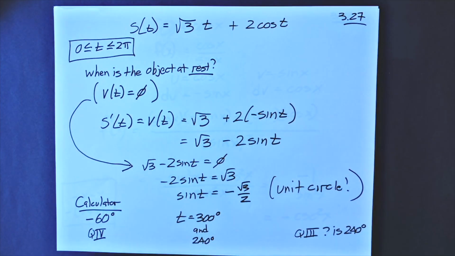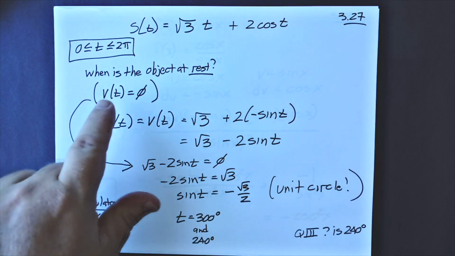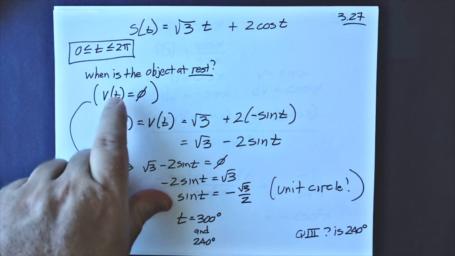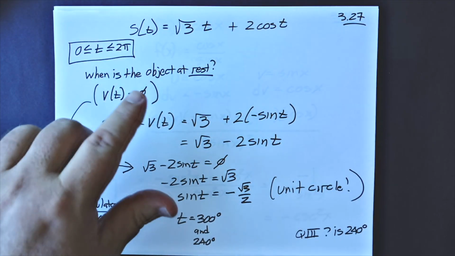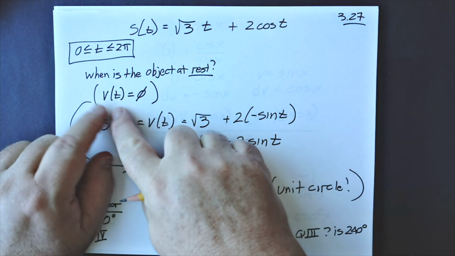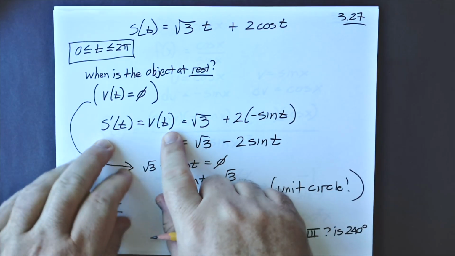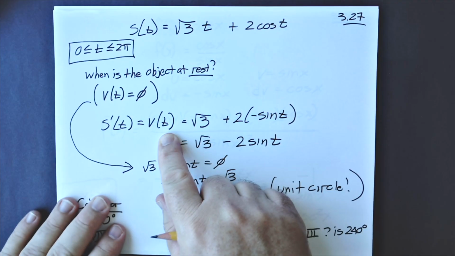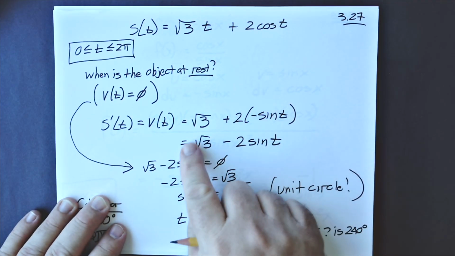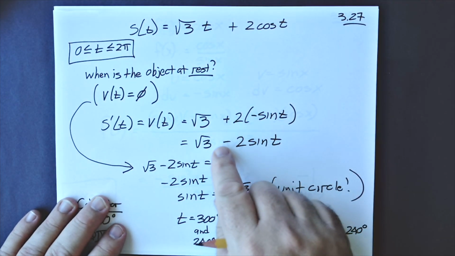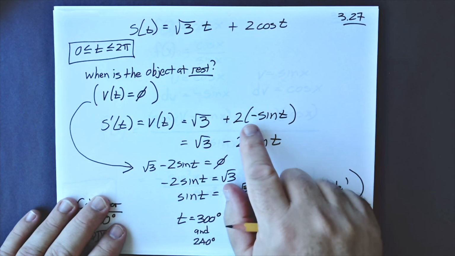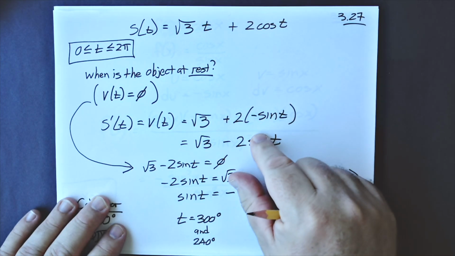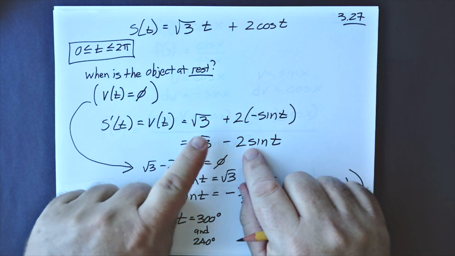So when you see rest, what that means is this. We want to find when is v, velocity, of t 0. When is the object not moving? In order to find this, I have to find the v of t first, remembering that velocity is the derivative of the position function. So I'm just going to take the derivative of this, which is right here, square root of 3 minus 2 times negative sine t, because the derivative of the cosine is the negative sine. So I just simplified that here.